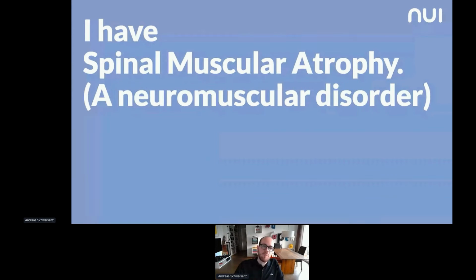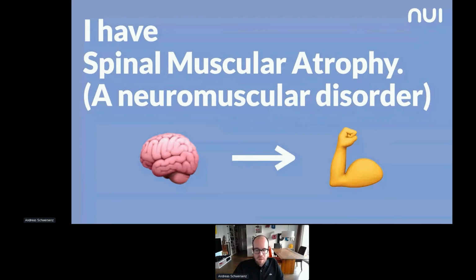I have something that's called spinal muscular atrophy, which is a neuromuscular disorder. So what does that mean? Well, if you think about, let's say you want to move your arm, then you are conceiving that movement in your brain. You're like, I want to lift my right arm. And then that information is transmitted to your muscles, and then your arm will move. But for me, that transmission is not working as expected. It's not completely broken, but this transmission is weakened. So my strength, but also my agility, dexterity, and my endurance is limited because of that disability.